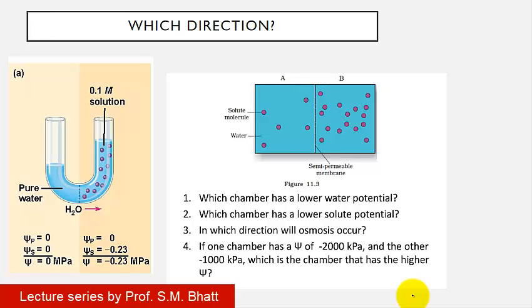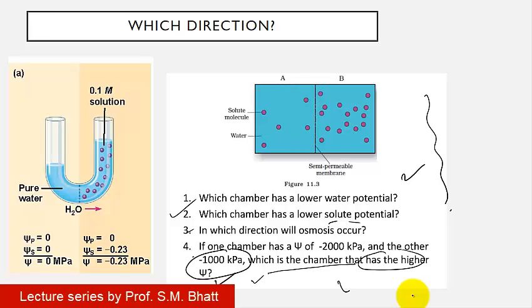Okay. So now this is homework for you. Which chamber has lower water potential? Which chamber has lower solute potential? In which direction will osmosis occur? And if one chamber has psi of minus 2000 kPa, the other is minus 1000 kPa, which is the chamber that has the higher psi? So higher psi means less negative. So less negative is this one. So less negative means this water potential is high. So they are asking which has higher water potential. So minus 1000 kPa will be the decisive factor.